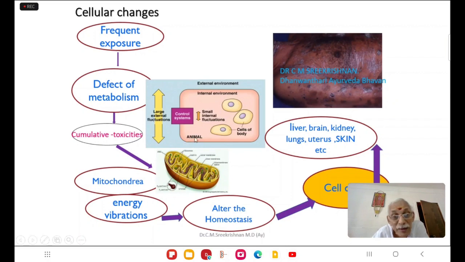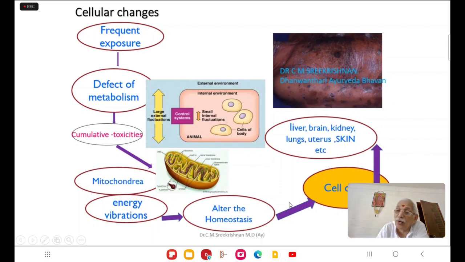With frequent exposure, there will be a defect in the cellular metabolism, and that is called cumulative toxicity. Now, improper waste will be accumulated in the cell. That will cause the mitochondrial vibrations to be altered. That is called energy vibration. In the cell, the mitochondria should vibrate in a normal way. Then only the energy will be supplied to the cell. Here, the mitochondrial vibration will be altered, and that alters the homeostasis mechanism, and cell death will happen.